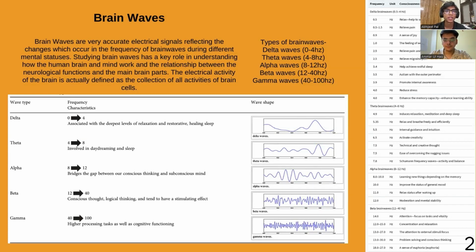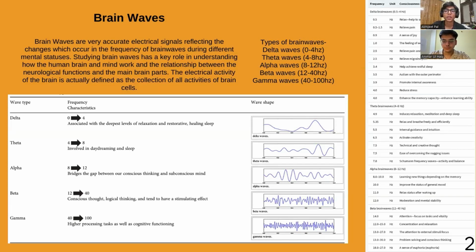Delta waves ranging from 0 to 4 Hz, theta waves ranging from 4 to 8 Hz, alpha waves 8 to 12 Hz, beta waves ranging from 12 to 40 Hz, and gamma waves ranging from 40 to 100 Hz. Depending on the frequency ranges, each type of brain wave corresponds to various consciousness statuses. For example, a theta brain wave of 6.5 Hz activates creativity.